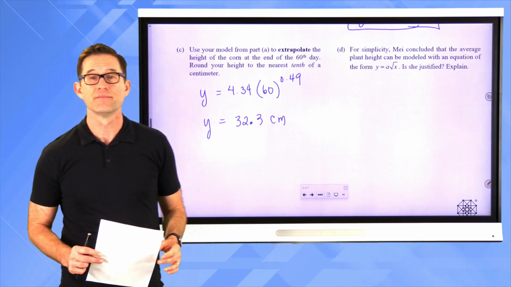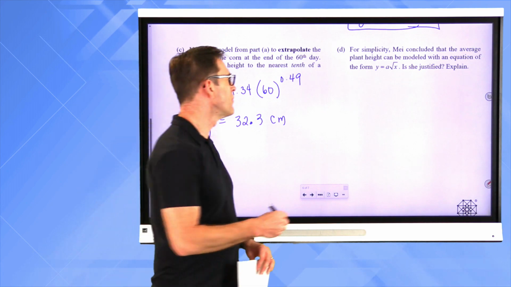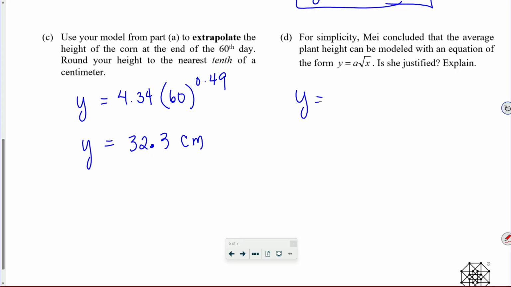Letter D. For simplicity, May concluded that the average plant height can be modeled with an equation of the form y equals a times the square root of x. Is she justified? Explain. All right, well, let me write down the model so that we have it just sitting here. y equals 4.34x to the 0.49.